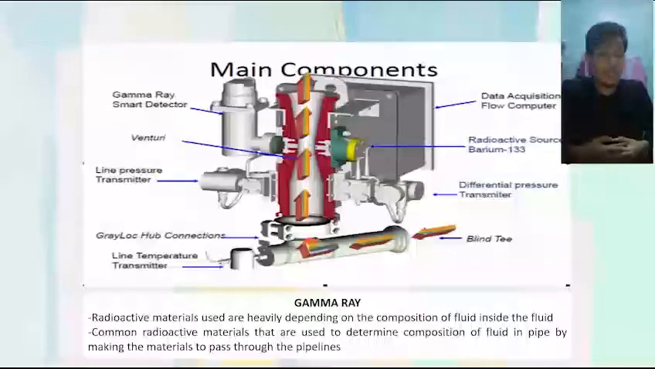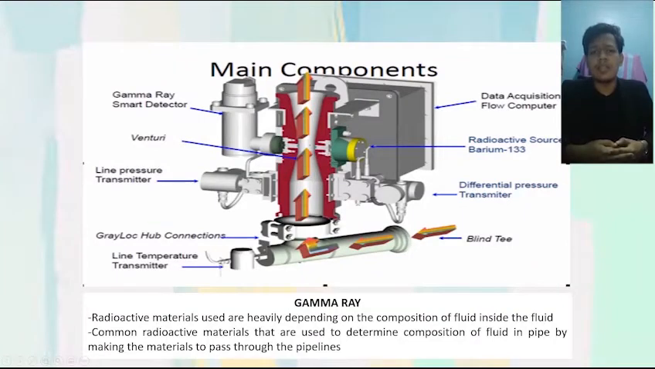Okay, so next I'm going to explain about gamma ray technology. Gamma ray technology is commonly used in the oil and gas industry. Why? Why is gamma ray popular in the oil and gas industry? The answer is gamma ray technology have the capabilities to withstand challenges such as slugging and at the same time provide good readable data of composition in the reservoir. Common radioactive materials such as barium-133, americium-241 and caesium-137 are used in the technology.